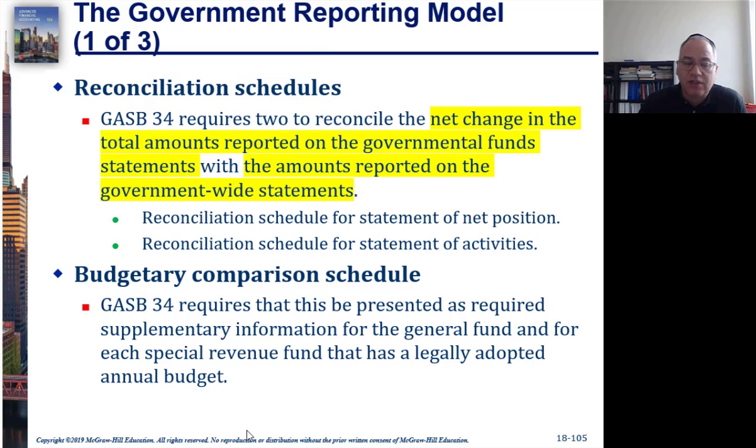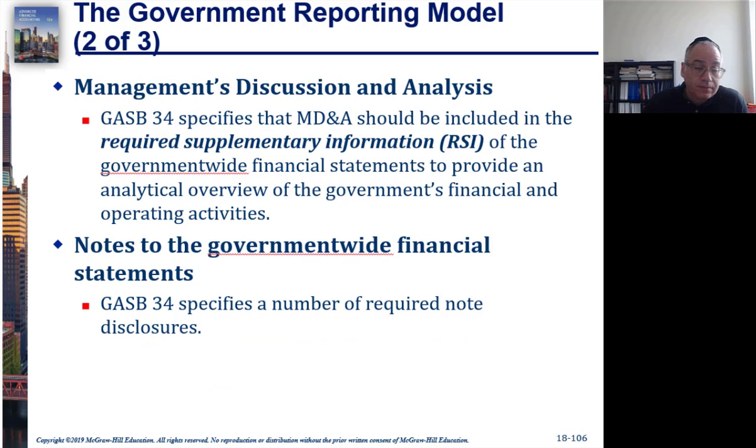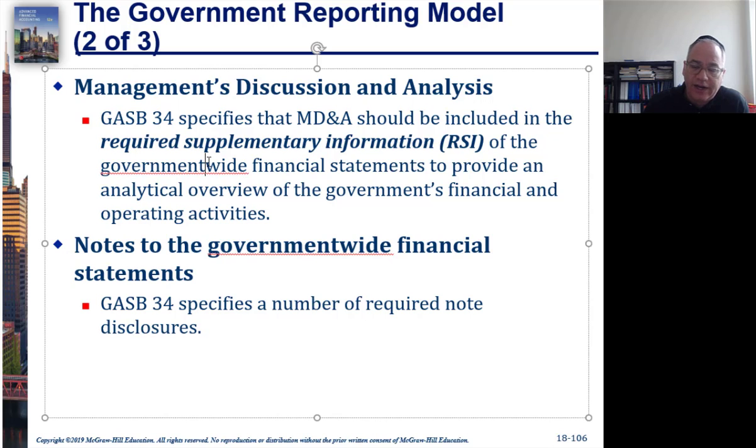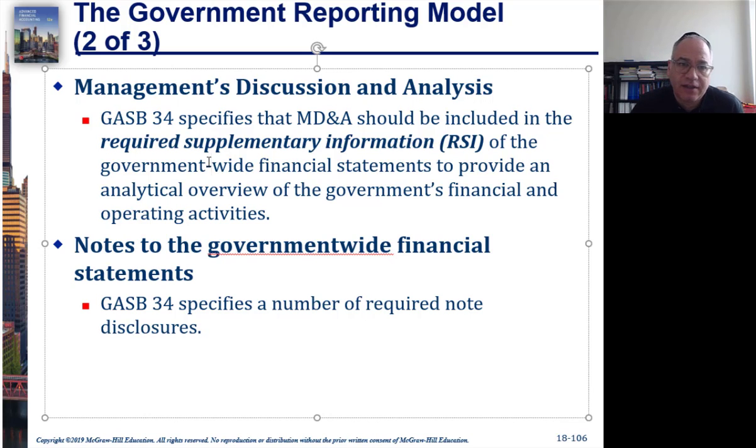And there needs to be a budgetary comparison too, because the budget, as I mentioned at the very beginning of Chapter 17, is extremely important. So you must show budget versus actual. And you need to have an MD&A, Management's Discussion and Analysis. This would provide an analysis of all the financial results and explain them more in an operational context. Like, this is what happened in our government this year.